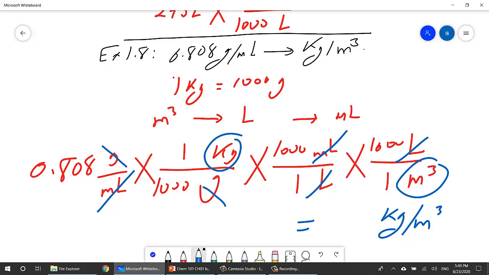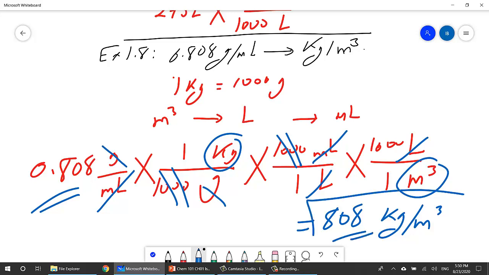So basically what you do here is, let's say this 1,000 will go with this 1,000 as well. You are just multiplying 0.808 times 1,000, and that will give you 808 kilogram per meter cube. So we solved the question. 3 significant figures. Life is beautiful. And notice here that the density in gram per mil is not actually the same as kilogram per meter cube, as I said maybe at one point in this lecture.